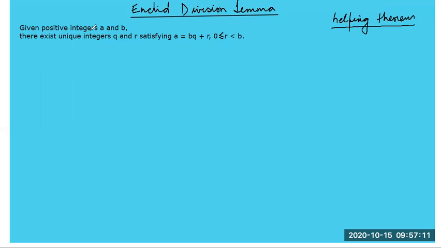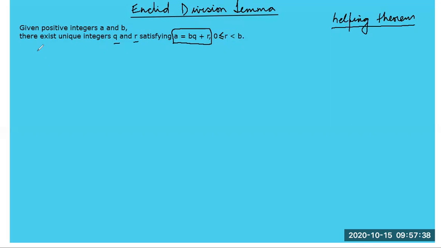If we have any two positive integers a and b, there exist unique integers q and r satisfying a = bq + r, where r is greater than or equal to 0 and less than b.